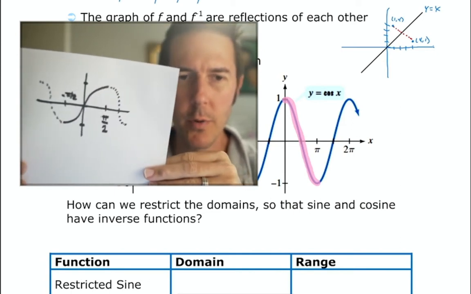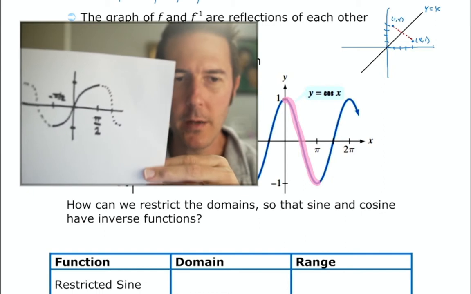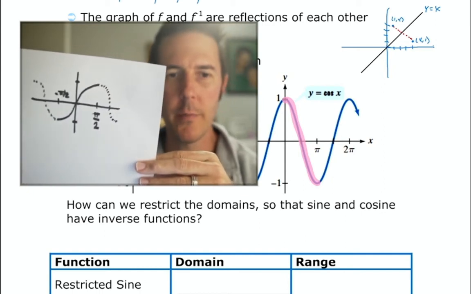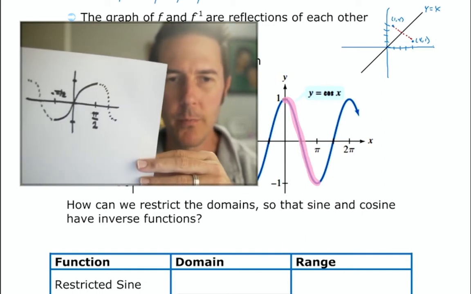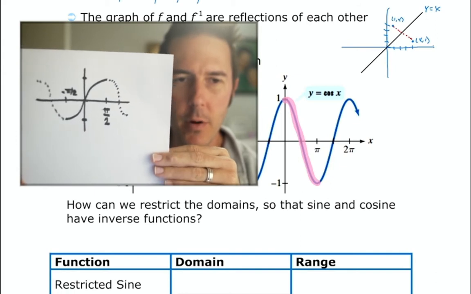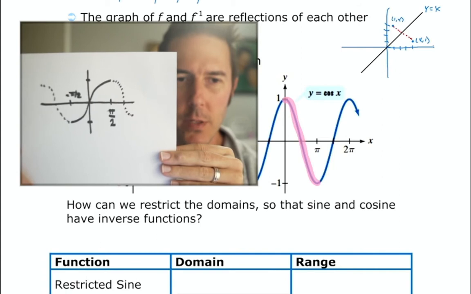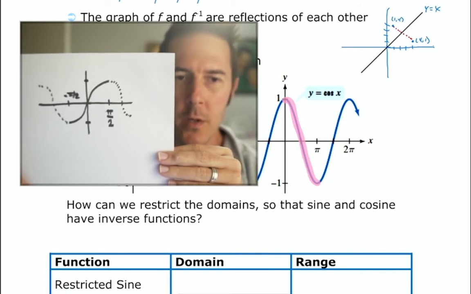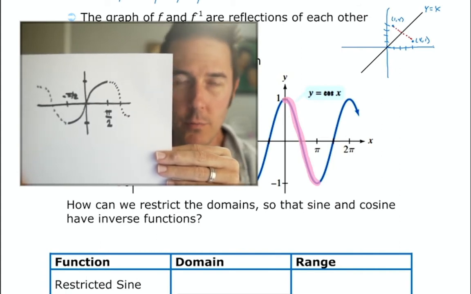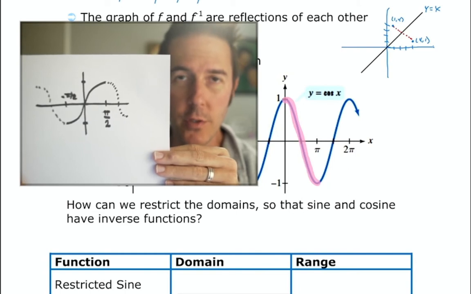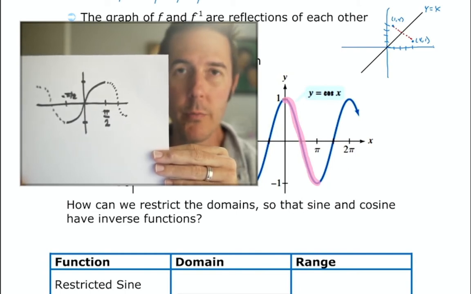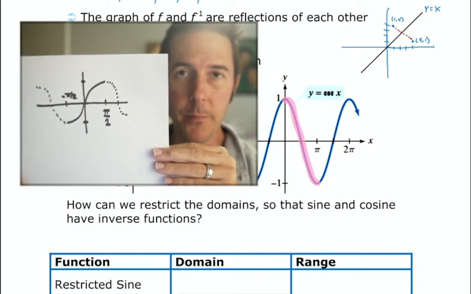So I took just the middle part of the sine function and I drew it with this Expo marker on the paper so that it would bleed through. And then other than the part of the graph that goes from negative pi over 2 to pi over 2, I did that just with a dotted part of the curve. So this is the restricted part of the sine function that we're going to be working with when we talk about the inverse sine function.